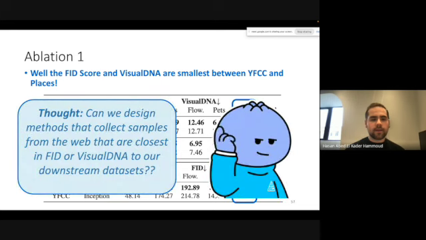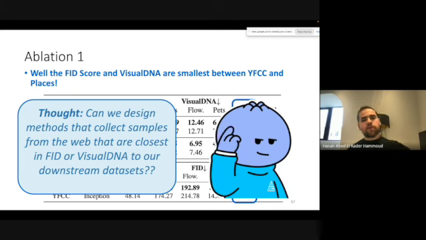Okay, and then let's think about it. What can one take from this ablation? Can we design methods that collect samples from the web that are closest in FID or visual DNA to the downstream task? So let's say you're working in the medical field, you have images of X-rays, and you won't find so many X-rays on the internet. Is there a way you can train maybe an RL agent using PPO or some technique in order to minimize the FID distance or visual DNA distance between your downstream and collected upstream on the run?